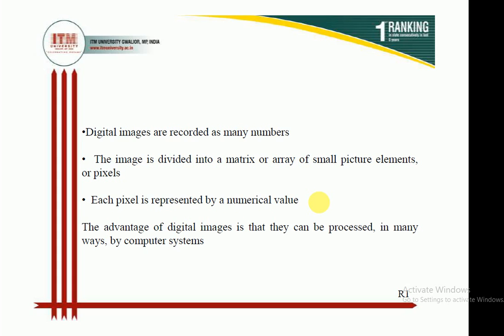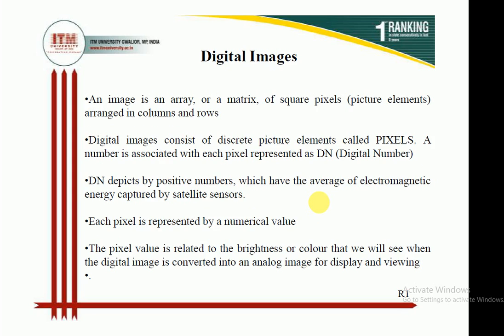So what is a pixel? A pixel is basically the picture element, the smallest element of a picture which is present in an image. A pixel depicts certain features of a particular image. The rectangular or square shape in an image is called a pixel. Each pixel has some numerical value or brightness factor. That numerical value and brightness factor is called the digital number.